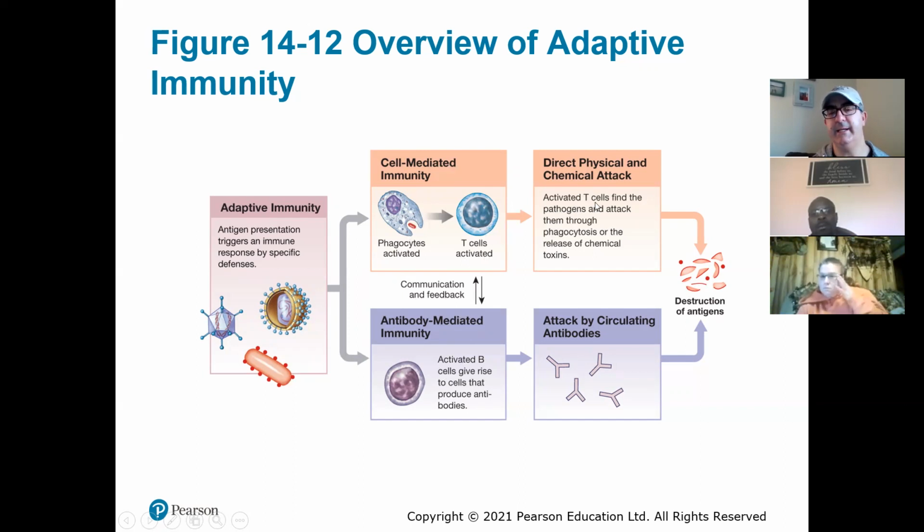T cells can undergo this direct physical and chemical attack. They can actually bind to the cells that have these foreign antigens and attack them. And we'll see how that happens. B cells don't do that. B cells produce antibodies, and antibodies bind to these antigens and target them for destruction by other white blood cells.